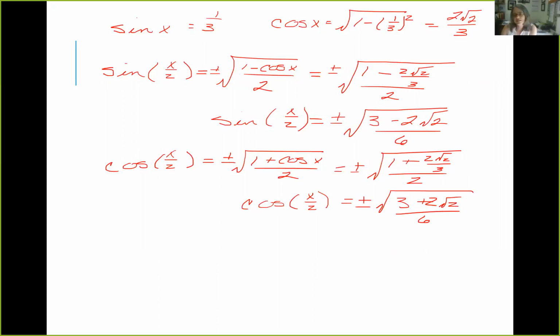Okay, now tangent, again, is sine divided by cosine, so that's going to be the positive and negative square root of, whoops, sorry, not 1. Three minus 2 square root 2 all over 3 plus 2 square root 2.